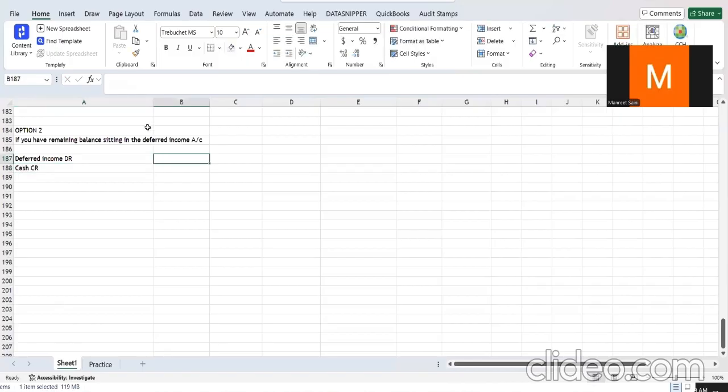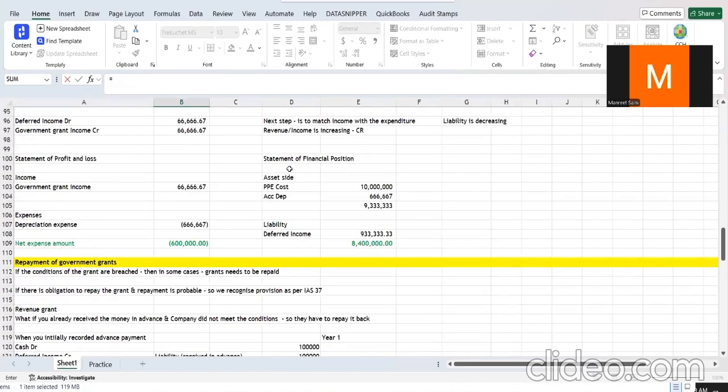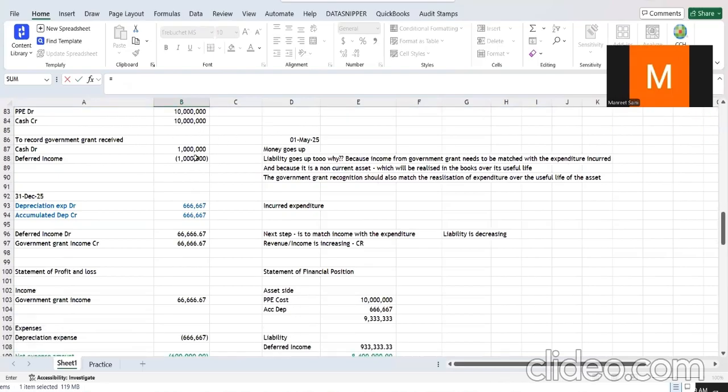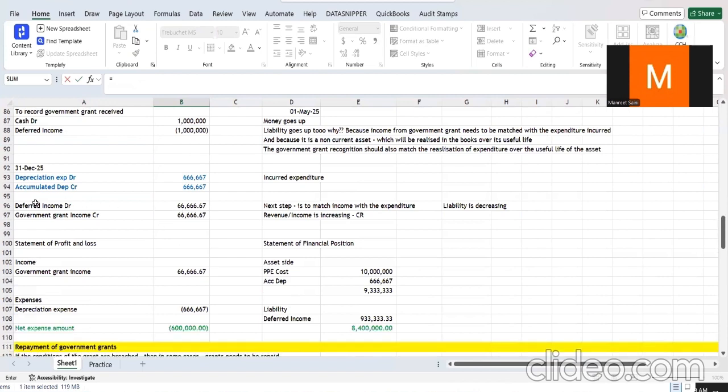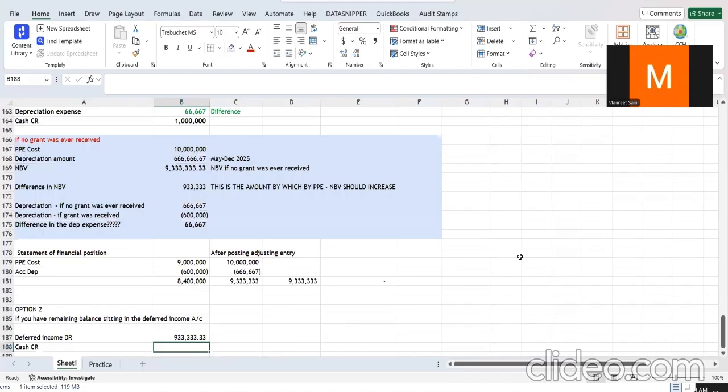Okay, so if you have 1 million sitting in the deferred income, but then you posted another entry for 66,667 to record your deferred income into your P&L, so how are you going to do it? You have a deferred income balance of this much, right? And you have to pay 1 million.